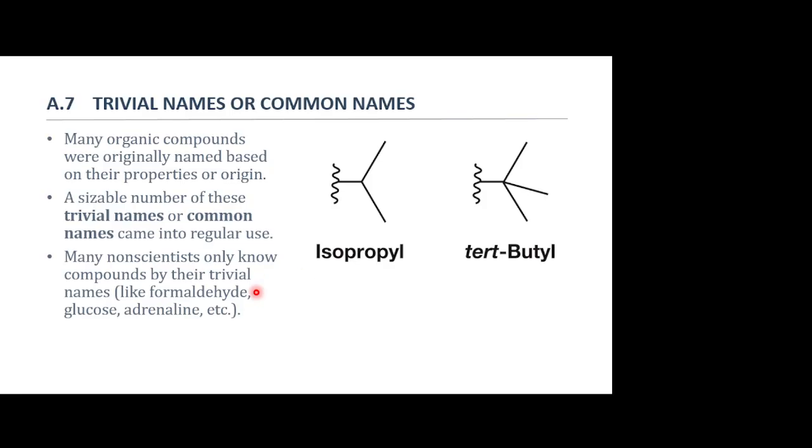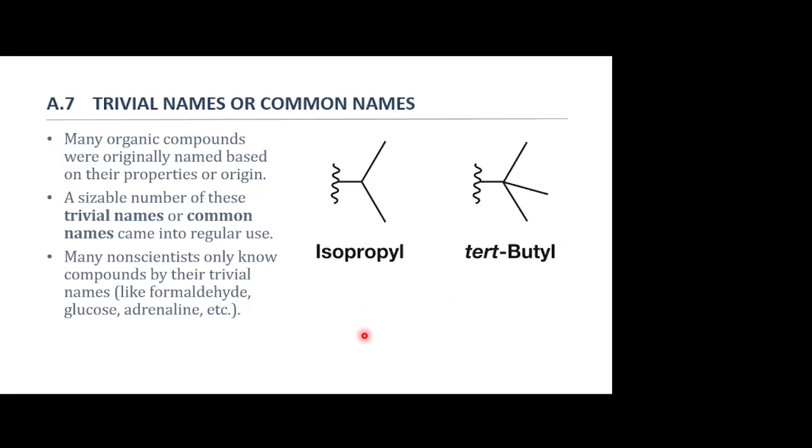So formaldehyde, for example, glucose, adrenaline, these are all examples where people know their common names or their historical trivial names. They have no idea what the IUPAC name is. Honestly, I couldn't tell you what adrenaline's IUPAC name is without going through and figuring it out. Yeah. It's very long and is not worth memorizing.